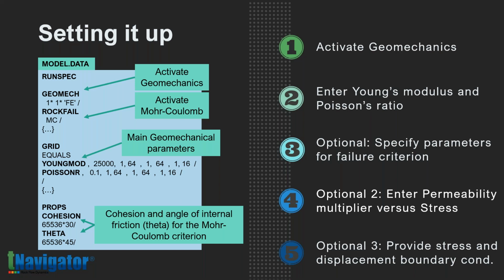Then there are other options that could be added, like for example specifying parameters for the failure criterion, or we can enter the permeability multiplier versus stress table, and we can enter as well the stress and displacement boundary conditions. So any existing model dataset can be modified to create that. And we can also import an existing model into Model Designer and enter these parameters in Model Designer and then export for simulation.